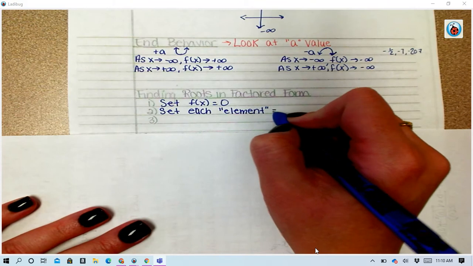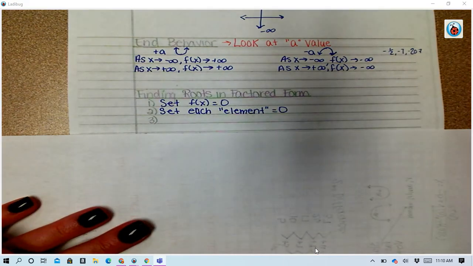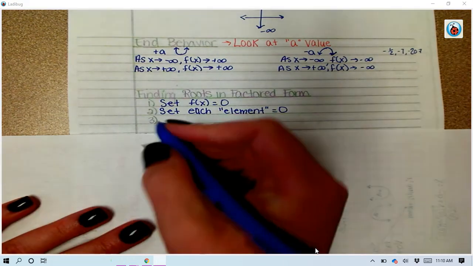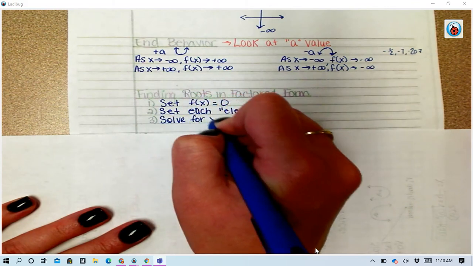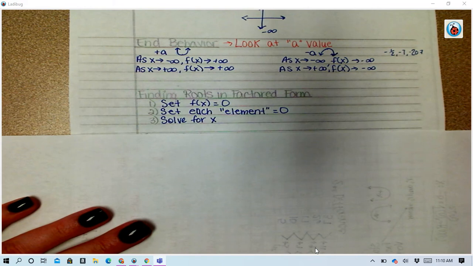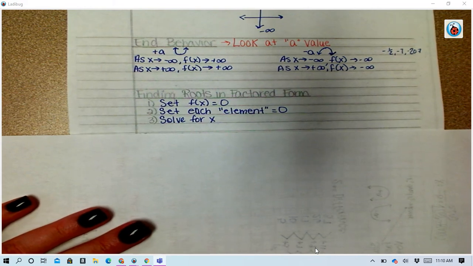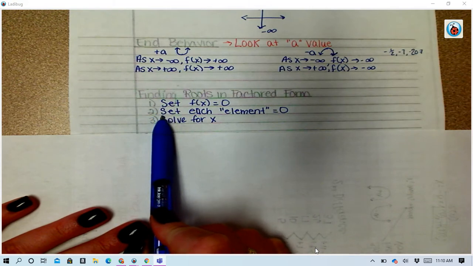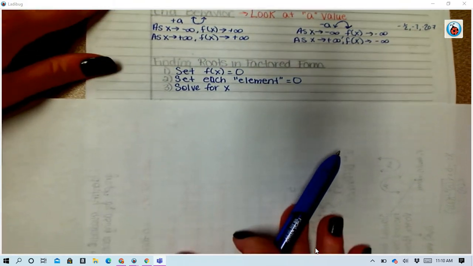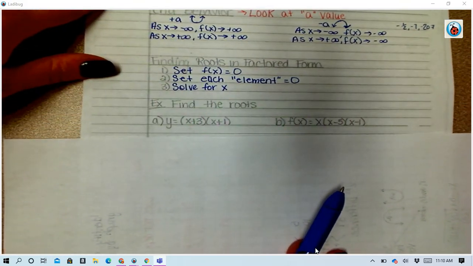And set each of those equal to 0. And then you solve for x. So if you're in factored form, you're going to set the equation equal to 0. You're going to set each element equal to 0, and then you're going to solve for x. And we're going to have 2 examples here.